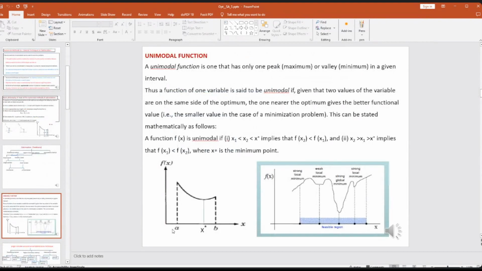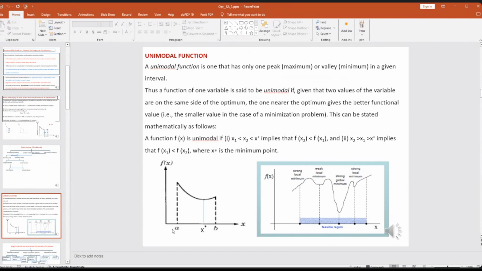Now, before going to discuss the algorithm, first of all, we are starting with some assumption that the objective function is unimodal. Do you understand what is meant by unimodal and multimodal? Some function that has only one minima or one maxima in the given interval. So the left side picture is unimodal and the right side is multimodal.